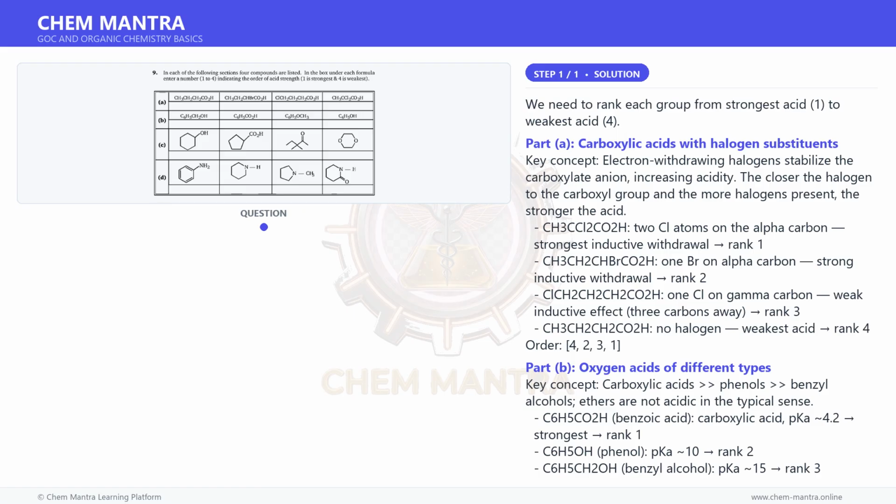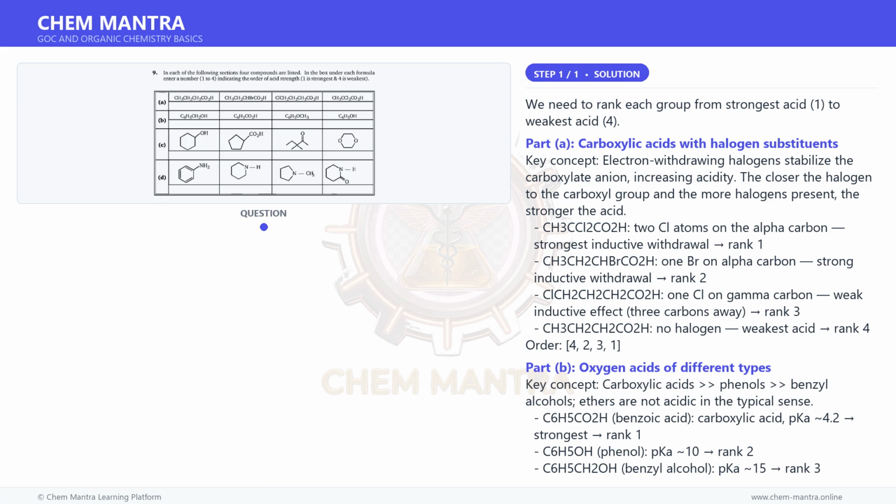C6H5OH, phenol, pKa 10, rank 2. C6H5CH2OH, benzyl alcohol, pKa 15, rank 3. C6H5OCH3, anisole, an ether, essentially no acidic proton, weakest, rank 4. Order 3, 1, 4, 2.